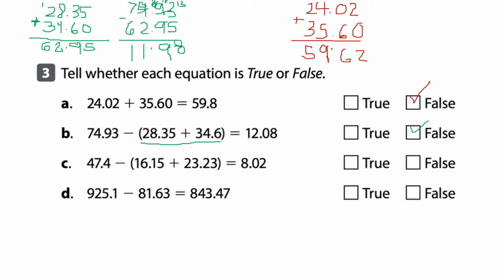Okay, now I'm changing my color to blue, and let's solve for C. So similar to the B, I'm going to solve for what's in the parentheses first, and I'm going to solve that in the bottom left corner over here. Whenever we're adding decimals, we have to make sure that we line them up. So 16 and 15 hundredths plus 23 and 23 hundredths.